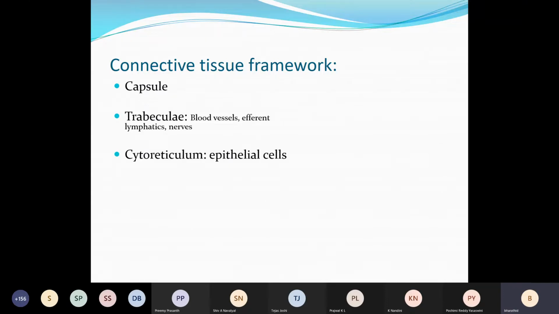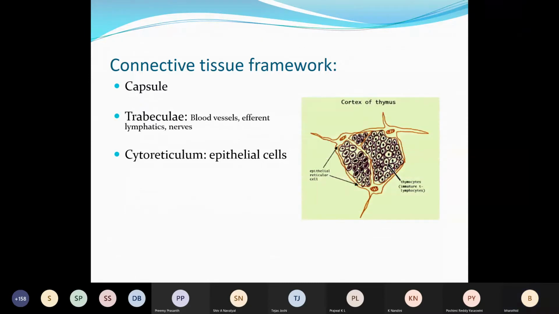The blood supply is very good. Along these septa, the blood vessels from the capsule enter the interior of thymus. Now here what you should know, the cells in the thymus are called thymocytes and epithelioreticular cells or epithelial cells. These are special cells which are derived from the third pharyngeal pouch.